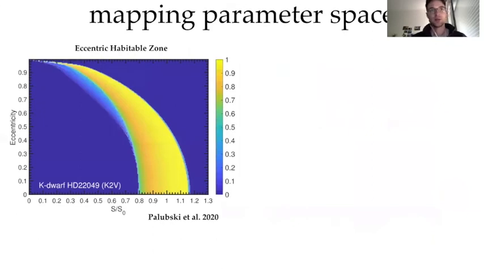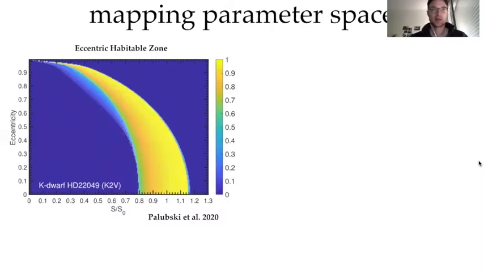Additionally, we can use an EBM to map large parameter spaces. Here are a few examples. This is an exploration of what we call the eccentric habitable zone from Polubsky et al. 2020, and used a different version of the EBM than I discussed previously.